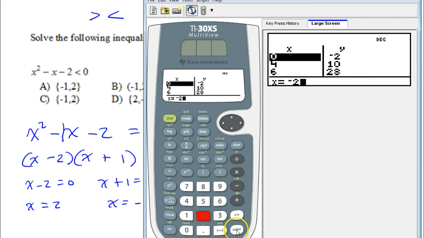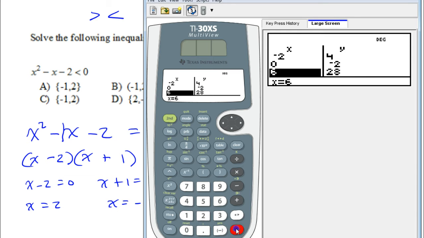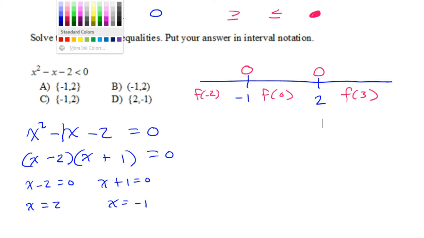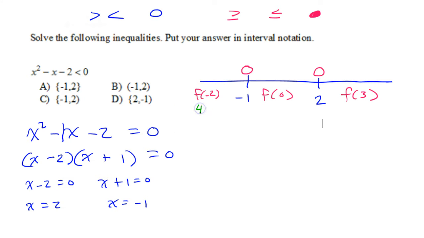Okay, so here I go. Negative 2, enter. 0, enter. 3, enter. So now I've got the y values that go with those 3 x values. Okay, so at negative 2, the value is 4. But the question is, is 4 less than 0? That's not part of this. Is 4 less than 0? No. 4 is not less than 0, it's greater than 0.